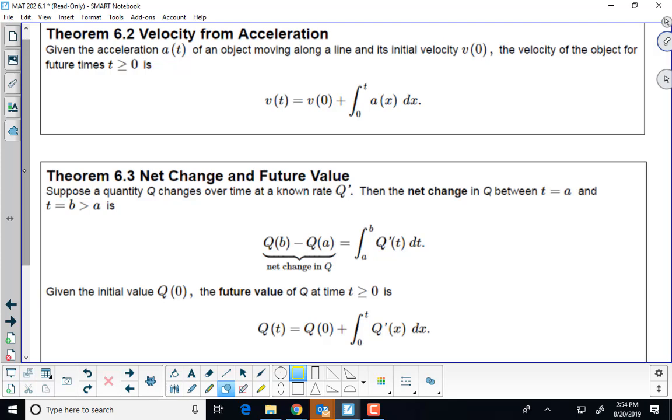We want to keep our letters consistent. You have a t here and an x there. Yeah, I'm sorry. I got nervous. And then we need a constant of integration. If you're integrating negative 32, you get negative 32 t plus c. That's right. Oh, I messed up.